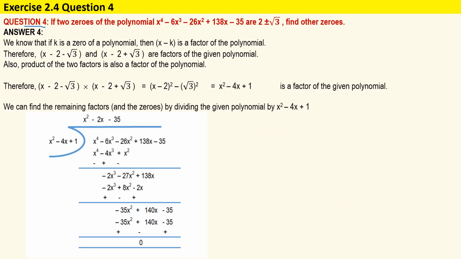Question number 4. If two zeros of the polynomial x raised to power 4 minus 6x cubed minus 26x squared plus 138x minus 35 are 2 plus minus square root of 3, find the other zeros.